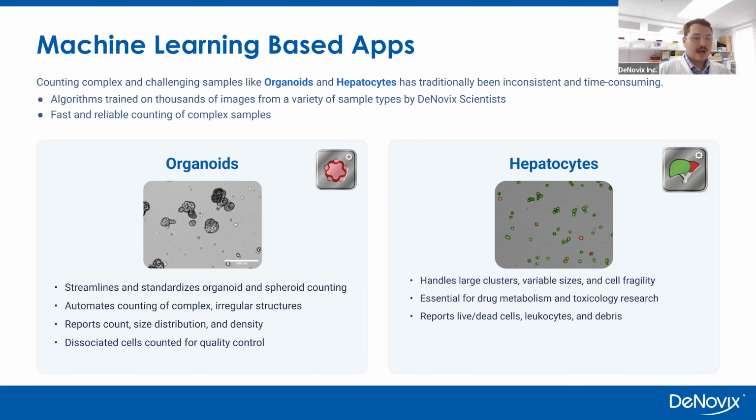And along with our regular counting apps, we've also developed 2 machine learning apps. So we have an organoids app and a hepatocytes app. So the organoids app was designed for organoid, spheroid, or tumorsphere cell types. And this app reports counts, size distributions, and density. And then the hepatocytes app is great for drug metabolism and toxicology workflows. So this app reports live and dead hepatocytes along with leukocytes and debris. Now, the counting algorithms have already been trained by me and the rest of my colleagues, so it does not need to be trained on your samples.